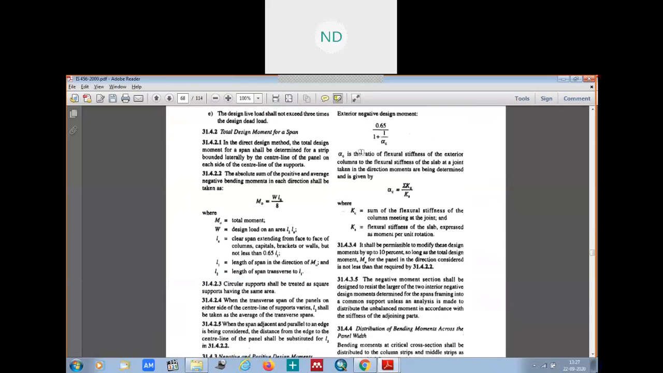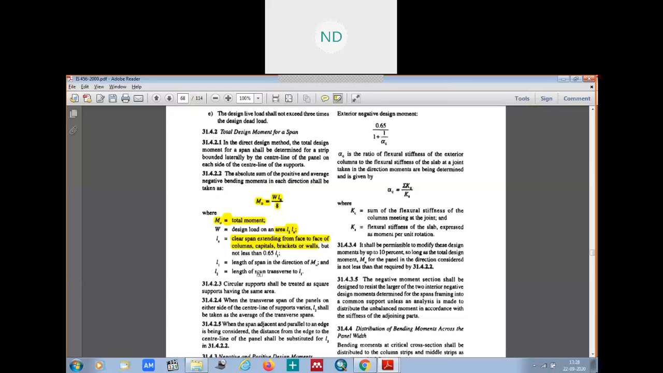We know our moment is what, M naught is equal to W L2 Ln squared by 8, where M naught is the total moment, W is the design load on an area L2 and Ln. Then what is our Ln? Ln is the clear span extending from face to face of the columns, capitals, brackets, or walls. And L1 is the length of the span in the direction of moment.